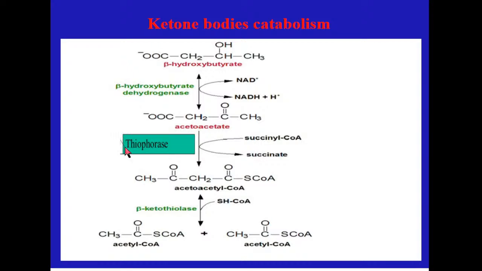Then we need this special enzyme which is named thiophorase. It's a transferase that will take coenzyme A from succinyl-CoA. Succinyl-CoA, you know, is a metabolite of the citric acid cycle, so in mitochondria it is present, and transfer this coenzyme A to acetoacetate. In this way, it is activated like all acids. So acetoacetyl-CoA is formed. Now we have the active form of acetoacetate.